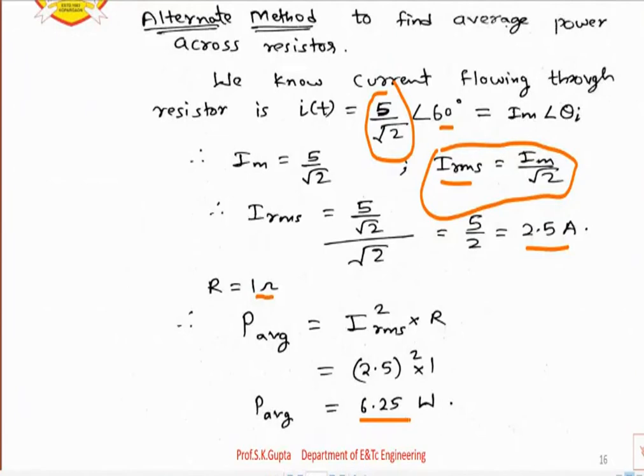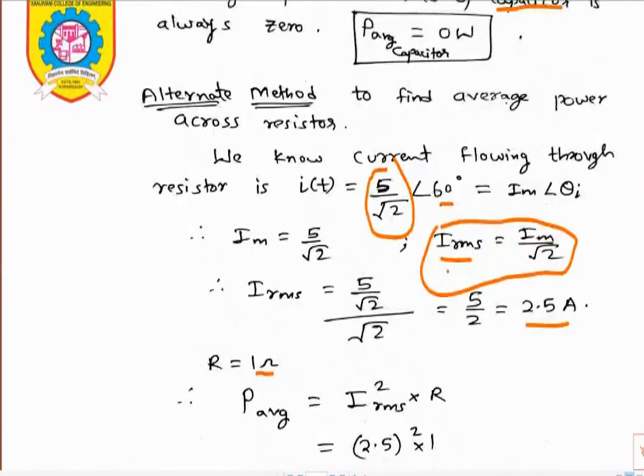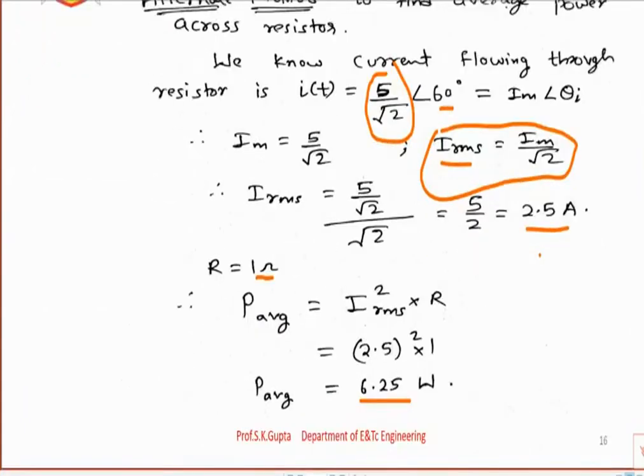So this is the alternate method. From Im, you find the RMS value by using the relation IRMS equal to Im by root 2. And then you can write the average power formula as IRMS square into R. Other forms of the formula are VRMS into IRMS, and VRMS square divided by R.